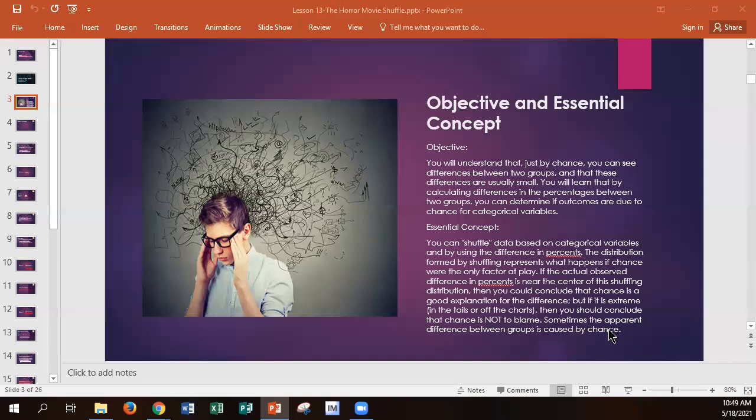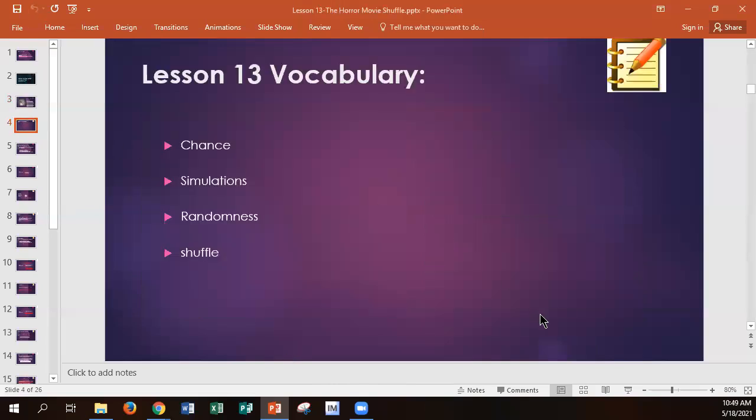Sometimes the apparent difference between groups is caused by chance, and sometimes there's a bias, or a real difference there. So you guys will hear 4 vocab words today, quite a bit. Chance, which we'll talk about. Simulations, which we've been using in our studio. Randomness and shuffle.